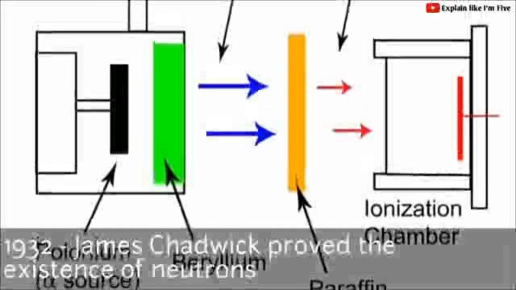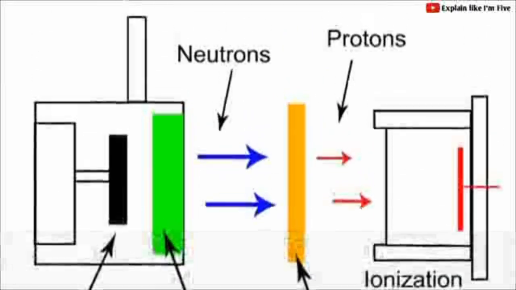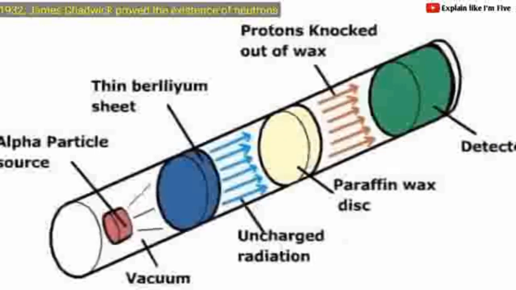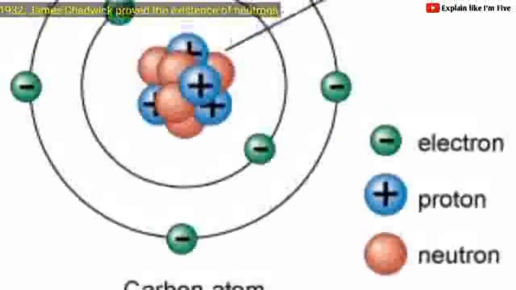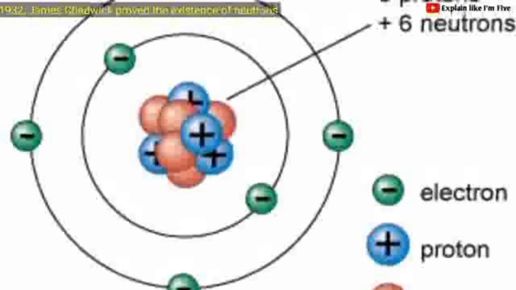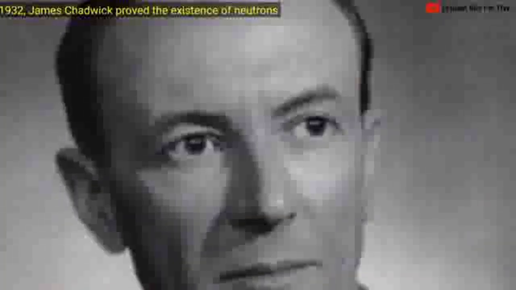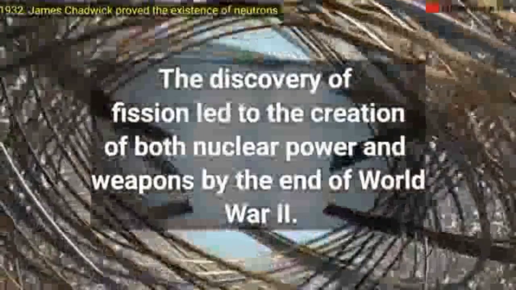In 1932, James Chadwick proved the existence of neutrons. He heard of a new method of detecting particles emitted by radioactive elements developed by Irene Joliot-Curie. The essential nature of the atomic nucleus was established with the discovery of the neutron by James Chadwick in 1932 and the determination that it was a new elementary particle, distinct from the proton. The discovery of fission led to the creation of both nuclear power and weapons by the end of World War II.